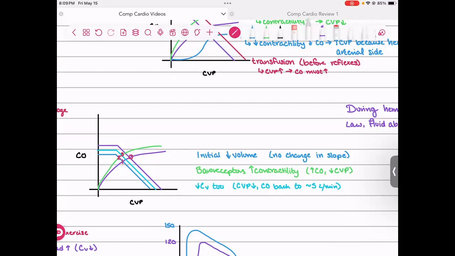And then from 1 to 2, the baroreceptors increase contractility. They're telling the heart to increase cardiac output and decrease CVP, so that takes us over to 2. And then from 2 to 3, the venous compliance decreases. As CVP goes down, the cardiac output goes back to around 5 liters per minute. So we start off with a cardiac output close to where we end with, but in this case, the CVP is lower than where we started.